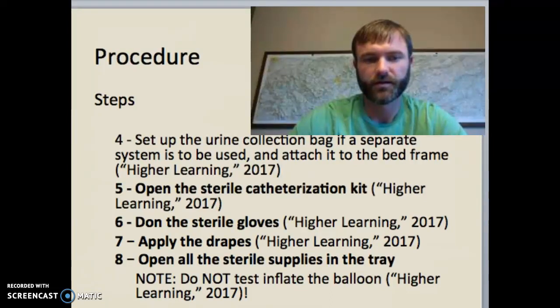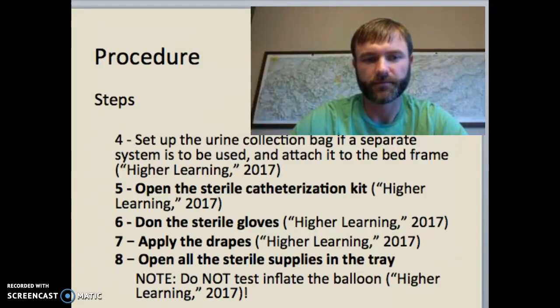Number 7, apply the drapes. Lift the first sterile drape, the one with no window, and using part of the drape to protect the sterile gloves, drape the patient's thighs. If the gloves become contaminated, replace them with new gloves. The second drape is fenestrated and is placed over the patient's groin area to expose the genitals through the window.